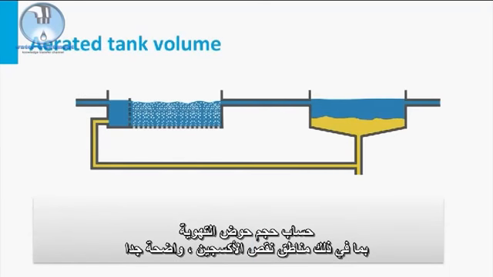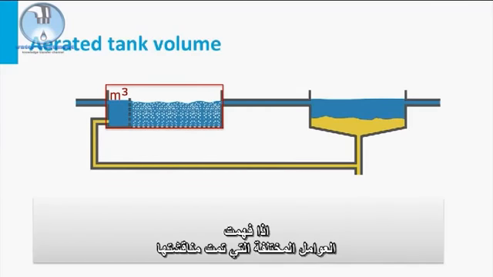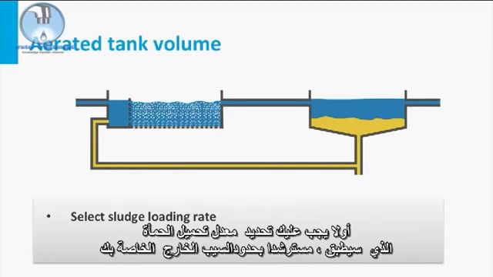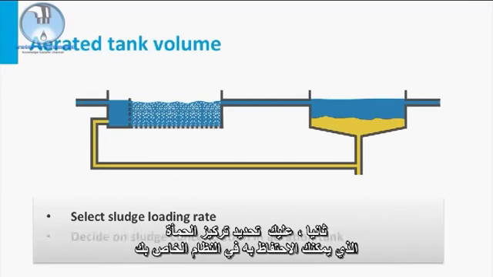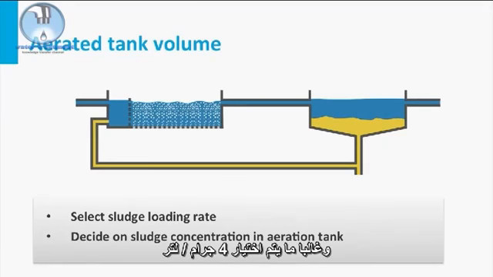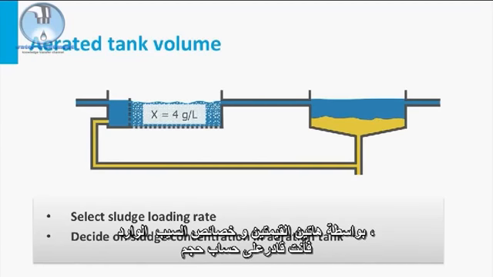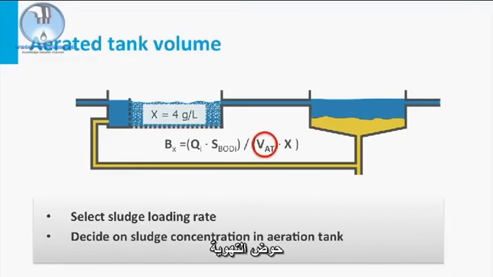The calculation of the aerated tank volume, including the anoxic zones, is very straightforward when you understand the different parameters discussed. First, you should select the sludge loading rate to apply, guided by your effluent demands. Secondly, you decide upon a sludge concentration you can maintain in your system. Often 4 grams per liter is chosen. With these two values and given influent characteristics, you are able to calculate the volume of the aeration tank.